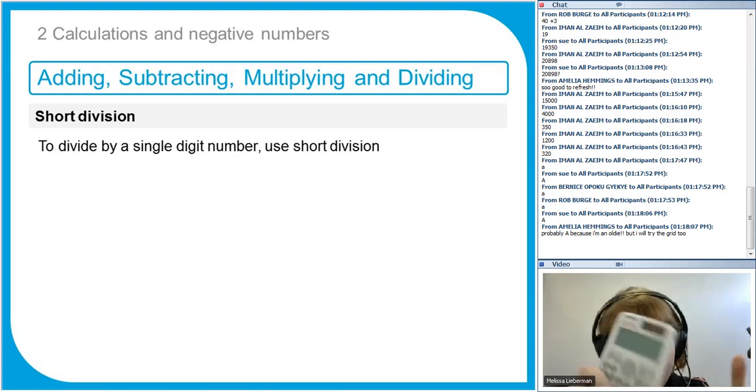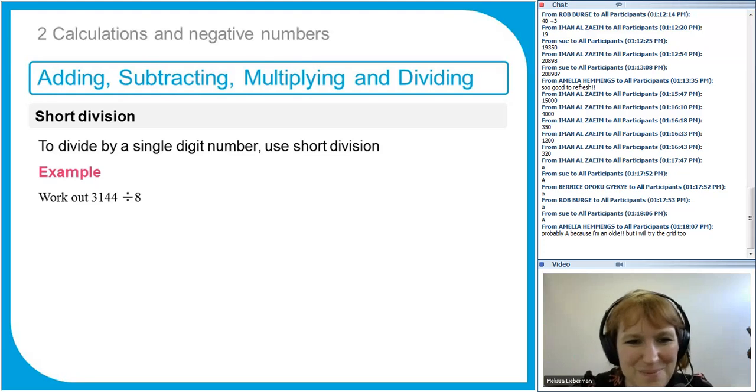You can just use your handy calculator, which is never far away from me because I'm very lazy at doing arithmetic. I don't like doing it at all.